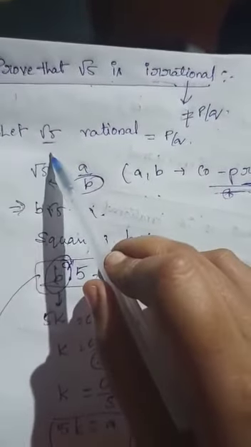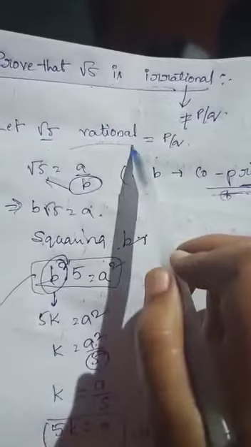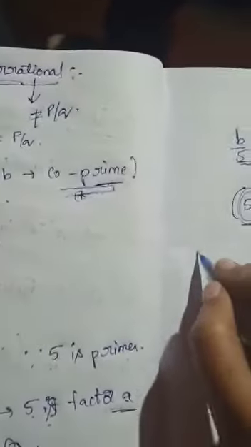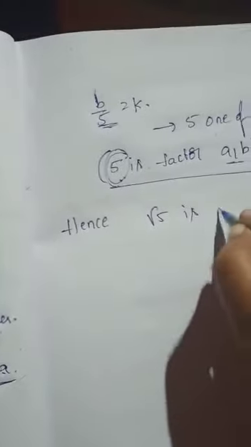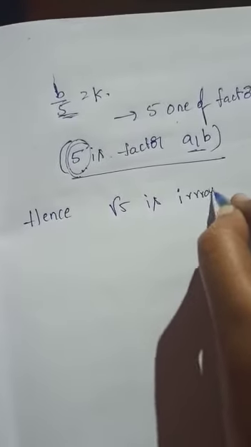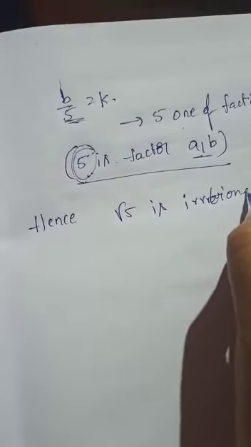So our assumption is wrong. Root 5 is rational is wrong. Hence root 5 is irrational.